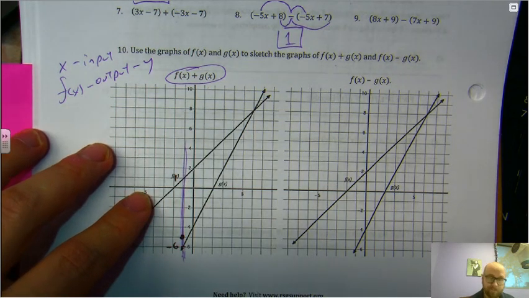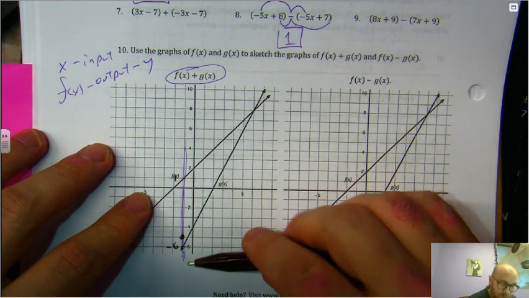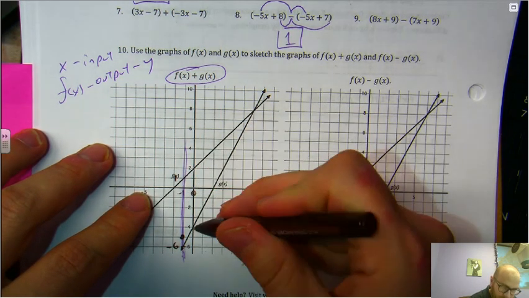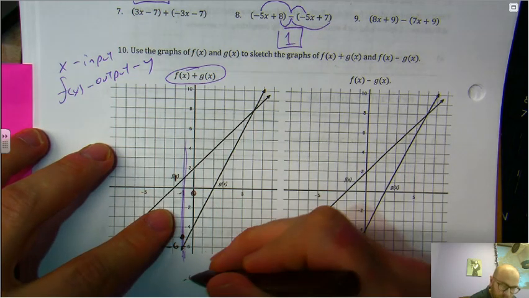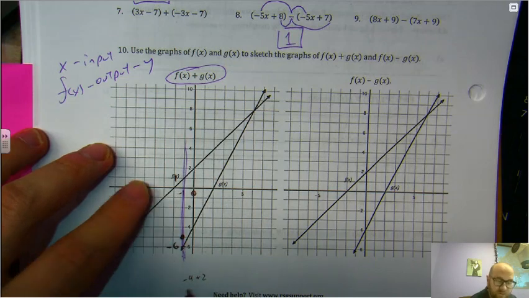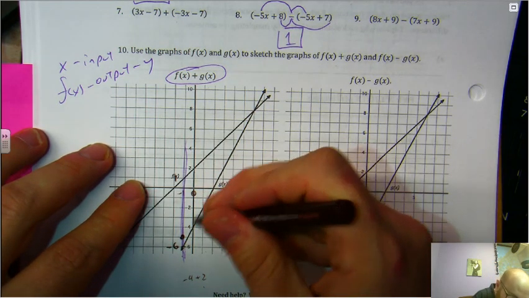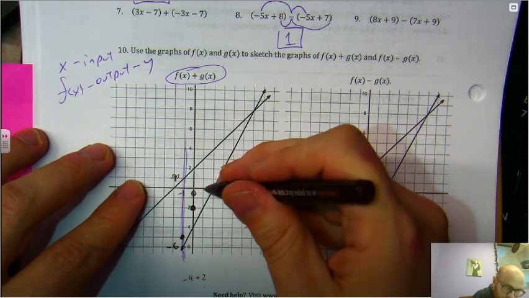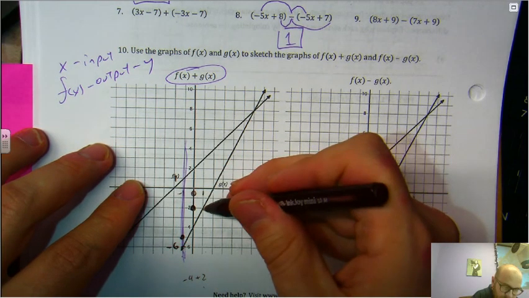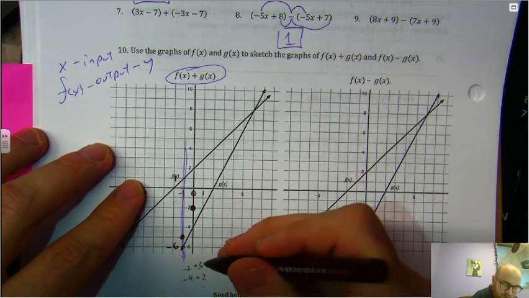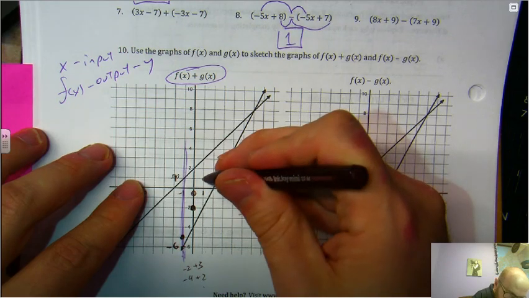I'm going to do that again. I did it at negative 1. Now I'm going to do it at 0. At 0 I have negative 4 and I have 2. So negative 4 plus 2 is going to be negative 2. So I know at 0 I'm at negative 2. Now I'm going to do it at 1. Negative 2 and 3. That's going to be a positive 1.